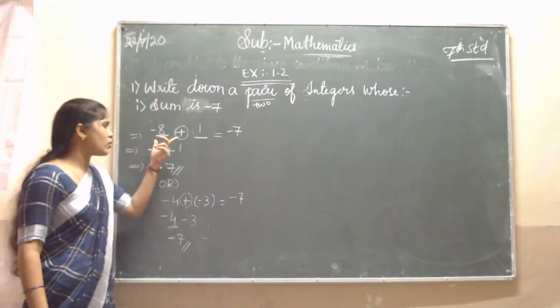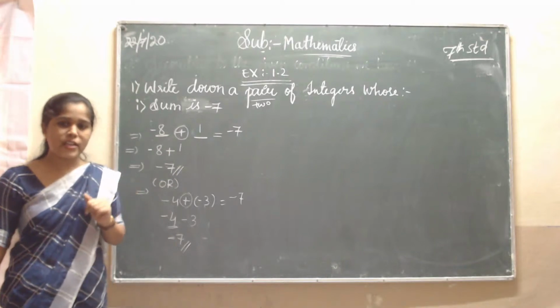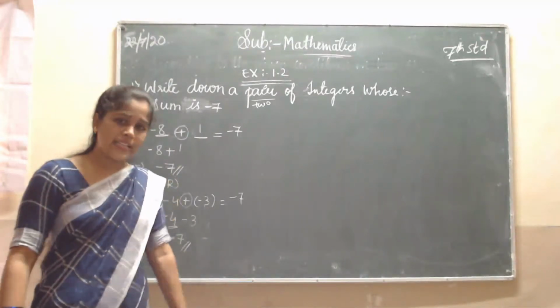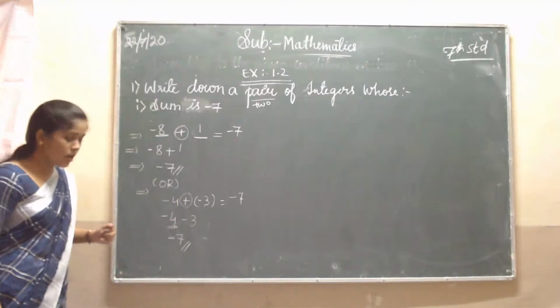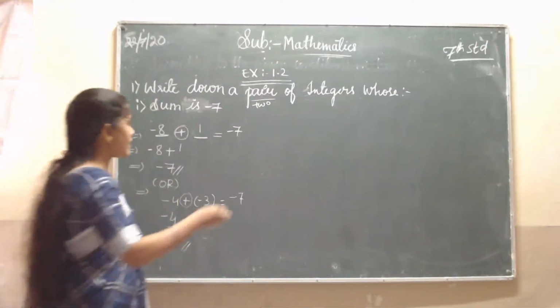Take whatever you want to take. Other numbers also you can. 5 plus minus 5 minus 2. You will get minus 7. Okay. Now, second, difference is minus 10.